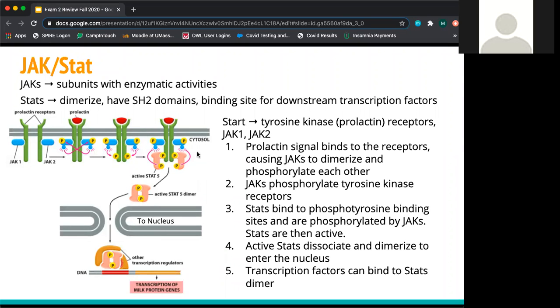So STATs have the SH2 domain to be able to bind there. Once they're able to bind there, JAKs are going to phosphorylate the STATs. And then STATs are going to be active. So once they're active, they are able to dimerize, and once they dimerize, they dissociate, and they're going to go into the nucleus, and they're going to be transcription factors.